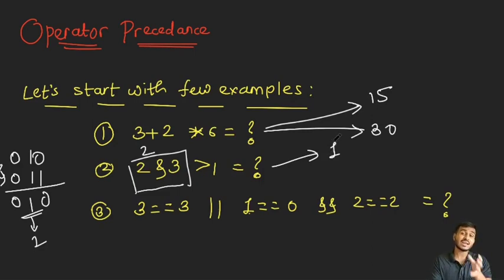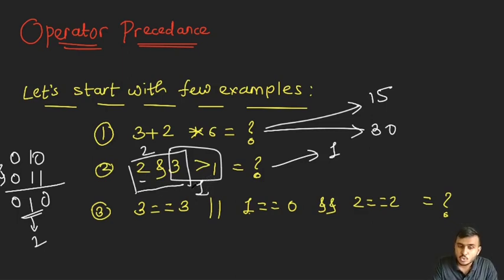Now there is another way of evaluating this expression. What is the other way? See, if you evaluate this part first, 3 greater than 1, what is going to be the answer of 3 greater than 1? The answer of 3 greater than 1 is going to be 1, right? Because 3 is greater than 1, so it is going to give the answer as 1.